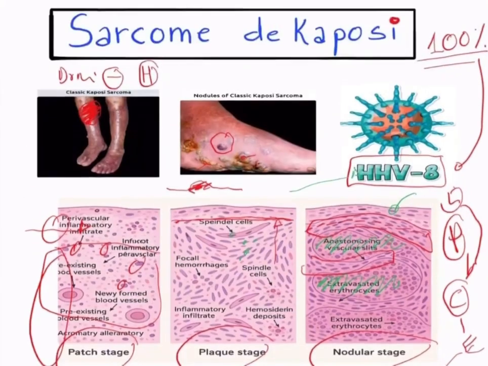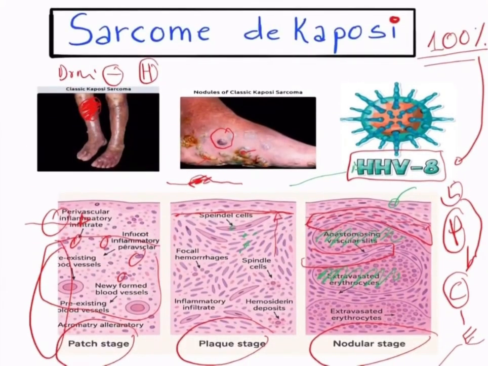How do we treat Kaposi sarcoma? There is no curative treatment for Kaposi sarcoma, but we manage the situations. For example, if it is a classic form but the lesion is singular, we can perform an excision of the lesion. But if the lesions are multiple, we can recommend chemotherapy.